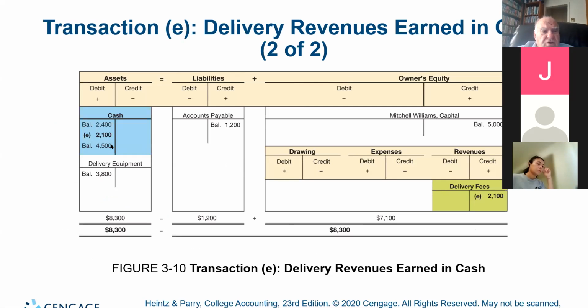Debit cash for $2,100, and credit delivery fees for $2,100. Again, revenues go up with a credit.